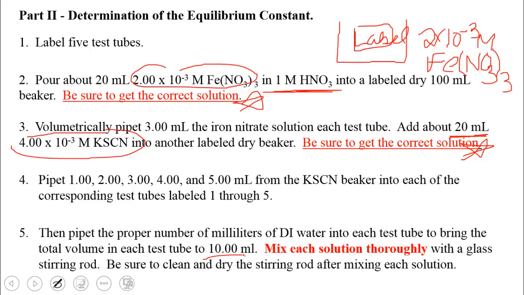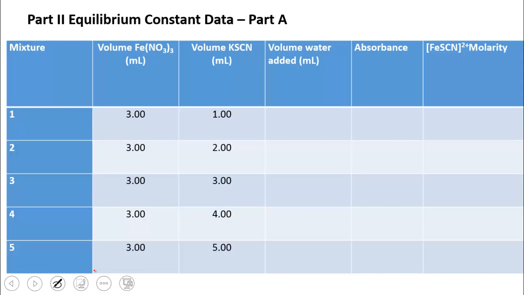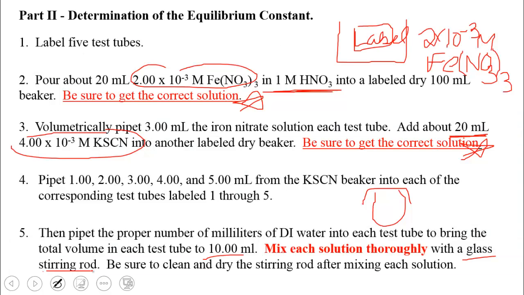Now, you can mix each solution, and as with the calibration curve, what you can do is put some paraffin on the top of your test tube and shake it that way. If you use a glass stirring rod, while mixing that, remember when you remove the glass stirring rod, you are kind of losing some solution. So just be aware of that, okay? And if you do that, make sure that you rinse off that glass stir rod and dry it before putting it in the next test tube.